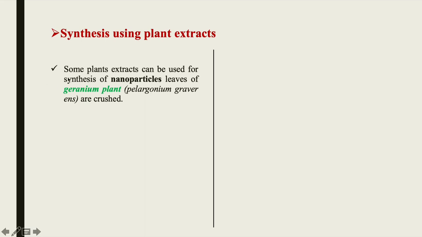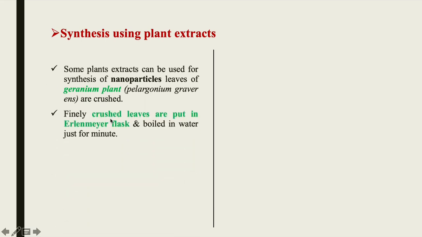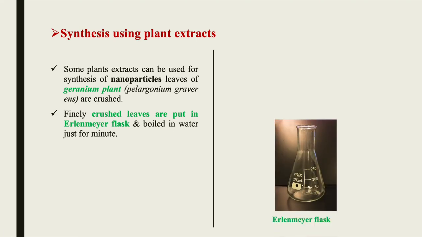First you have to take the plant leaves and crush them well. The finely crushed leaves are put in an Erlenmeyer flask and boiled in water for just a minute. You have to put these crushed leaves in the flask and then heat it in water for a minute. So this is the figure of the flask, that's how it looks like. This is a 250 ml Erlenmeyer flask.